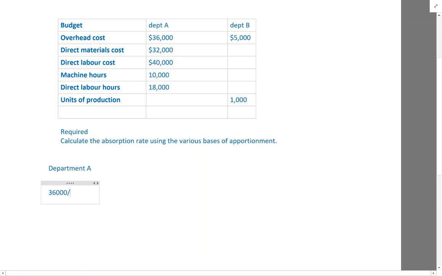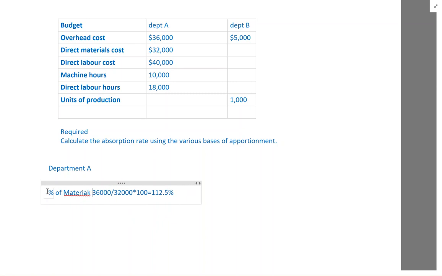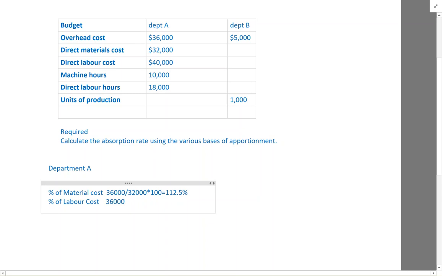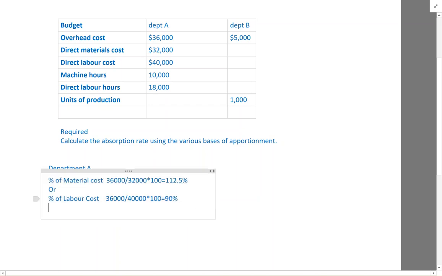We're going to take 36,000 divided by, which is overheads, dividing by material cost, 32,000, multiplied by 100. It will give us a percentage, 112% of material, if we are using it as a percentage of material. This is one way of dividing overheads. So we say every $1 spent on material would mean we have $1.12 of overheads. We could use it as a percentage of labor costs as well. Simply take overheads, 36,000 divided by 40,000 multiplied by 100, 90%. Okay, I will use the word or because all of them are not used. One of them is used, whichever is good.